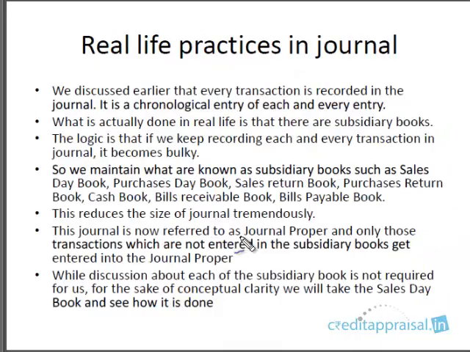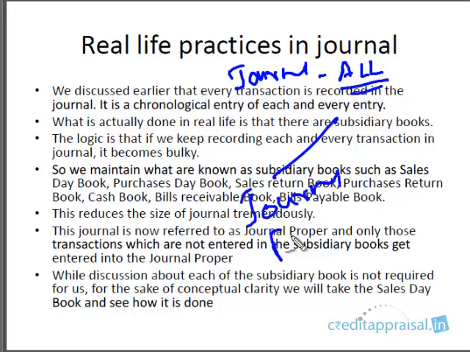I would now like to mention briefly a small modification to the earlier process which we discussed. I told you that the journal is a chronological entry of all transactions, right? But what actually happens is something called the journal proper, and there are something called subsidiary books. So you might have realized that the journal becomes a very bulky register. If you keep on entering each and every transaction, it becomes a very bulky register, isn't it?